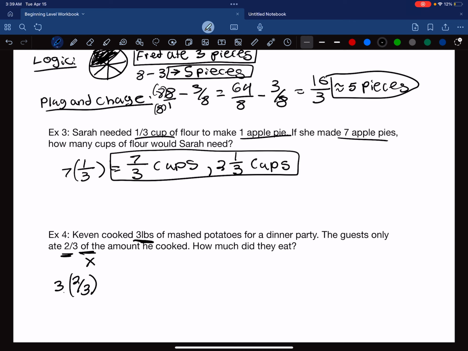And now one thing you'll notice, if we put this 3 over 1, this 3 and this 3 cross reduce. So we get 3 divided by 3, which is 1, and 3 divided by 3, which is 1. So we get 1 times 2, which is 2, over 1, and 2 divided by 1 is 2. So we get 2 pounds of mashed potatoes.